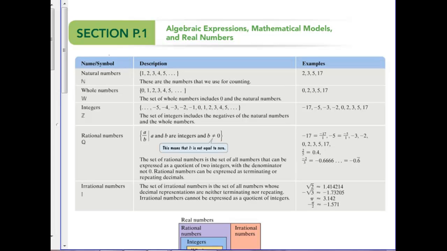Negative 1 is the better answer. Yes, I'm just trying to be in a hurry. Yes, negative 1.